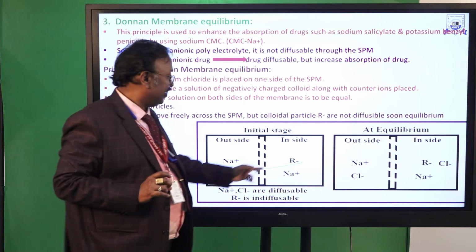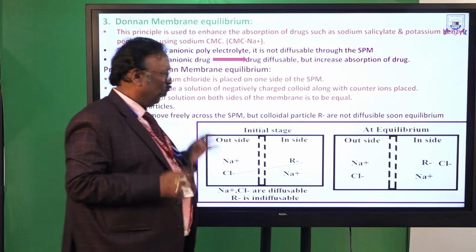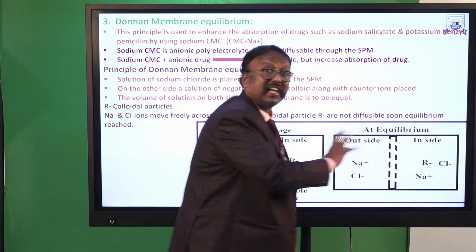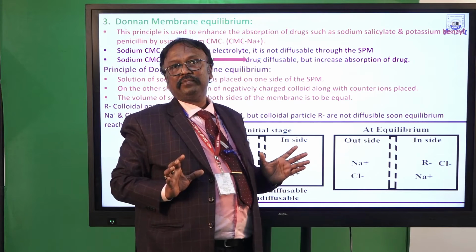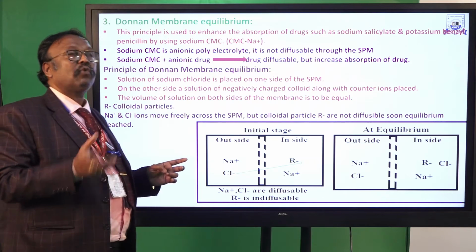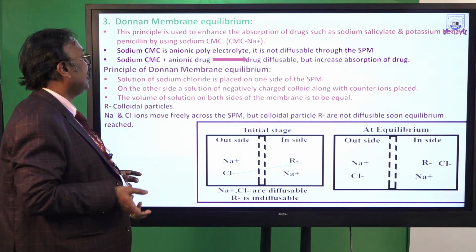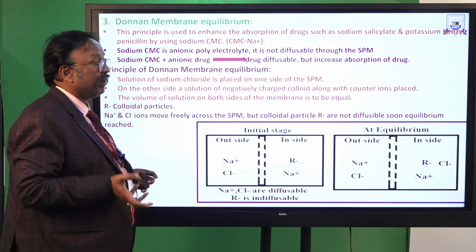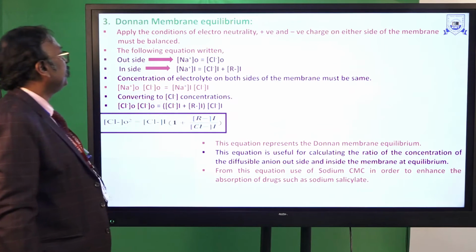Diffusible, but this is indiffusible. After equilibrium, what happens? After some time, there is an exchange of sodium and chloride that takes place, but these colloidal particles never move. This colloidal particle R1 never moves, whereas sodium and chloride both exchange and move across the membrane, but colloidal particles are not diffusible even after equilibrium is reached. That is the main principle involved in the Donnan membrane equilibrium.